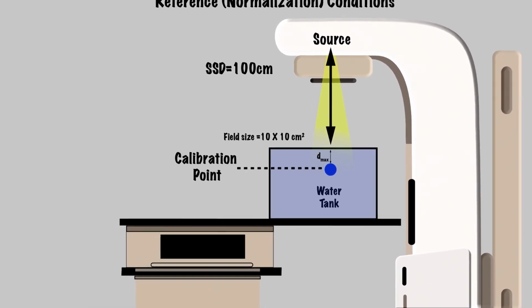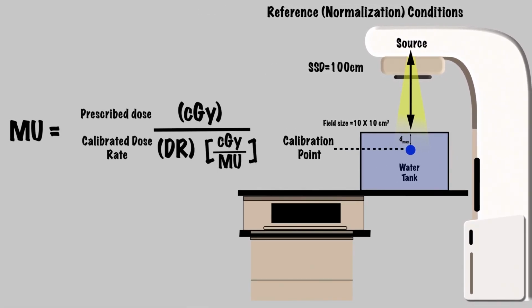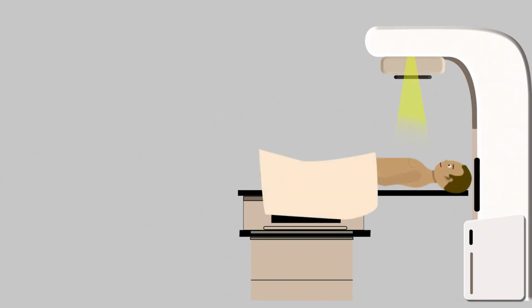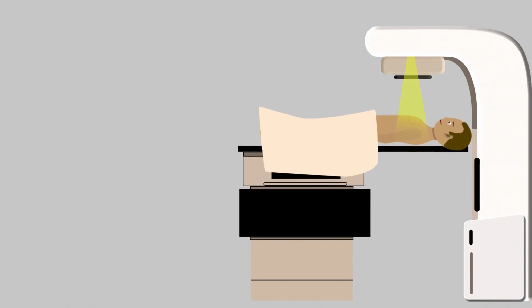In this case, our formula would simply be prescribed dose over calibrated dose rate. However, since our treatment conditions are usually different than the reference conditions, we must account for these changes. This video will work through some examples of hand calculations for clinical setups. First, let's take a second to review some of the key points we talked about in the last video.